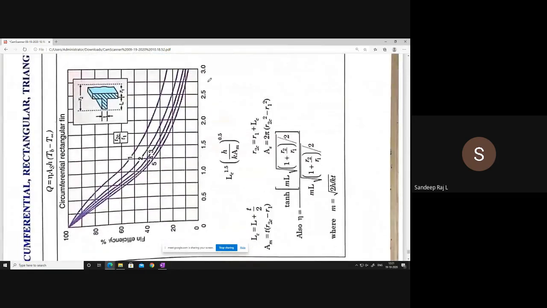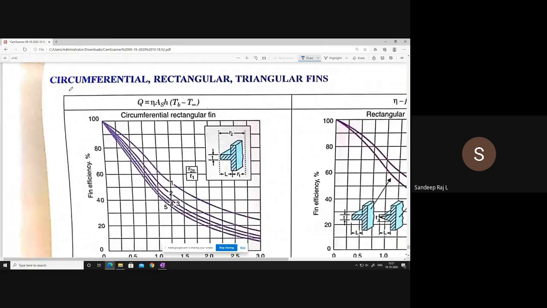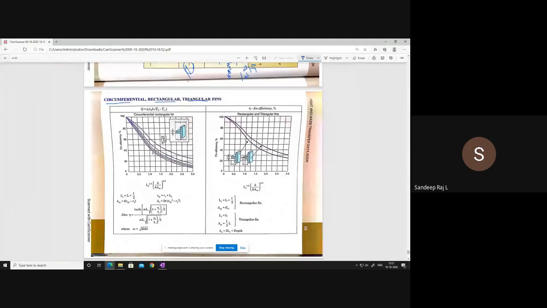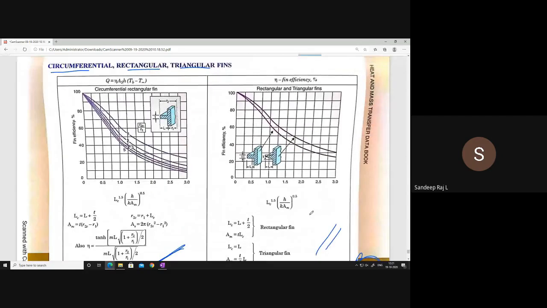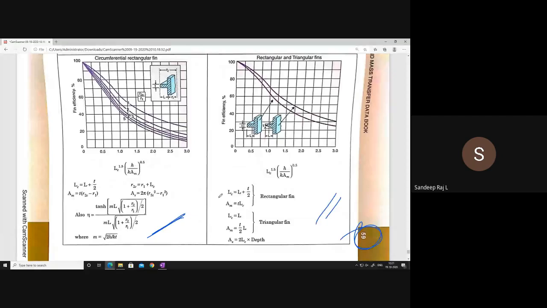Here what you will have is circumferential or rectangular and triangular fins. If it is circumferential, you will have to use this side box. If it is rectangular and triangular, you have to use this side box. So it is in page number 59. You may refer to your data book. All these things are given in your data book. Now, let us solve a problem based on this concept.